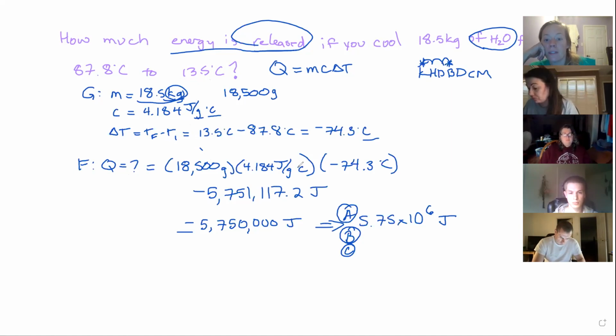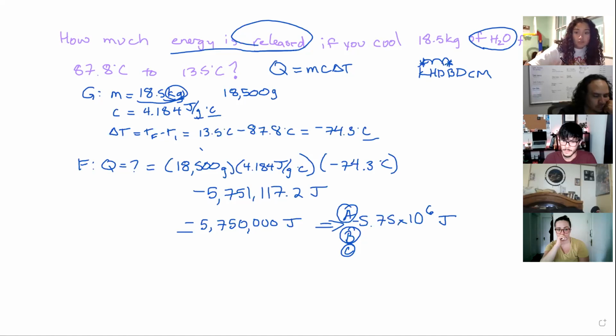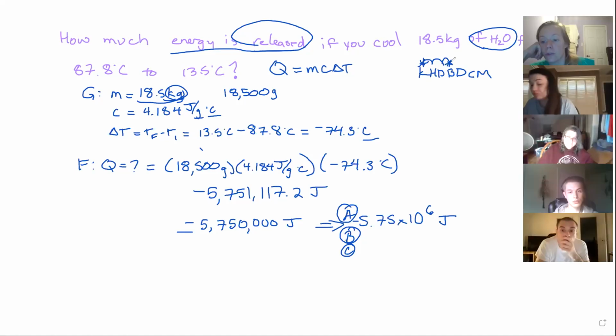Do I need to put a negative sign before the scientific notation? Oh, yeah, we'd throw a negative sign there. Yeah, negative 5.75 times 10 to the 6th joules. Anything else with this? Let's see, no, shaking heads, no's. Okay. So that's the end of chapter 3.